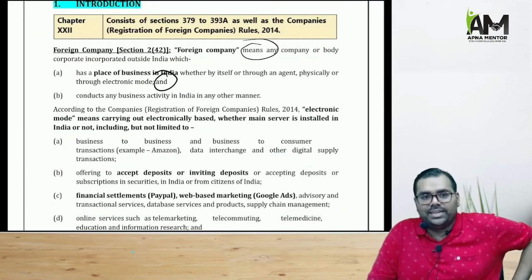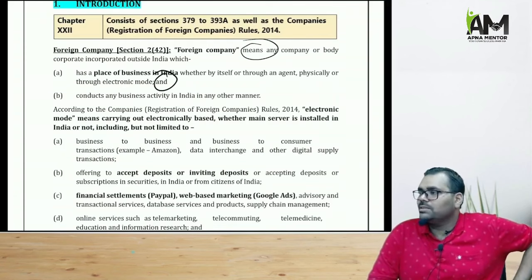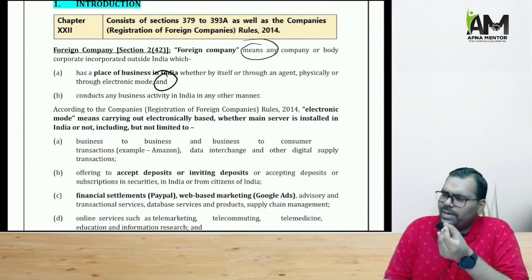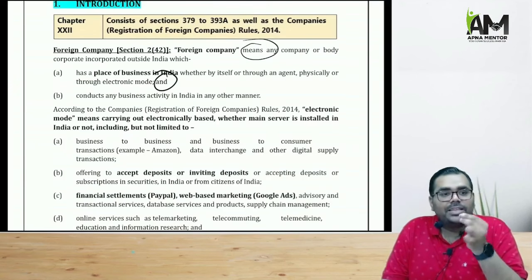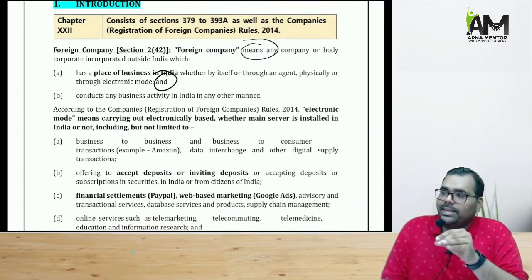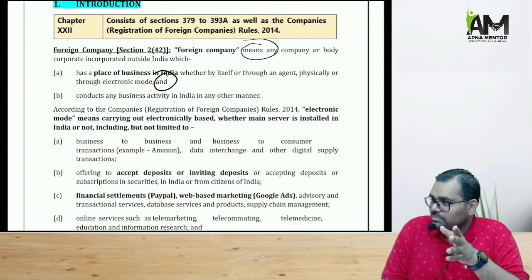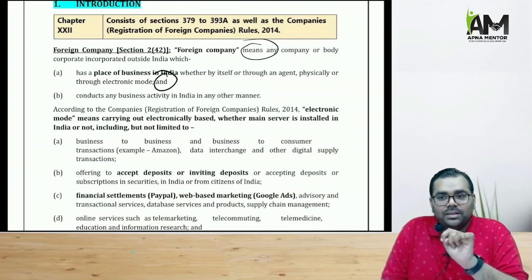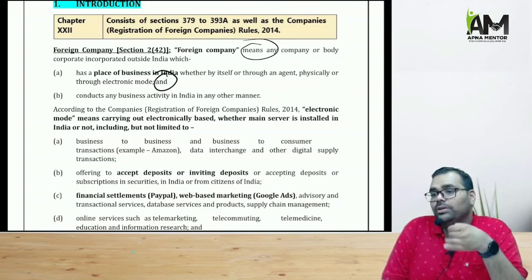They conduct business activity in India in some way or the other. There are many companies that do not have a physical place of business, but they are conducting business in India in some way or the other. So technically speaking, if you apply the word and, there will be many companies who will say that we are not included in the definition of foreign company because we are not having a place of business in India, even though they are doing business activity in India. So practically this and we imply as or.